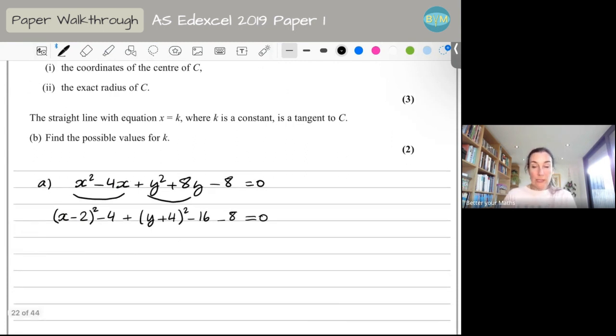And now I'm going to reorganize, so I'm going to send all the numbers to the other side. And I have x minus 2 squared plus y plus 4 squared. And then I have minus 28, no? So 28 on the other side.